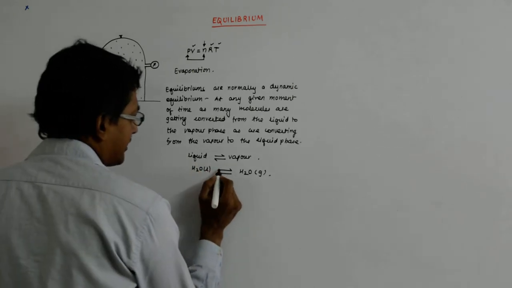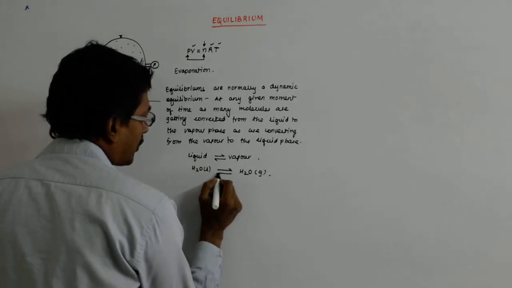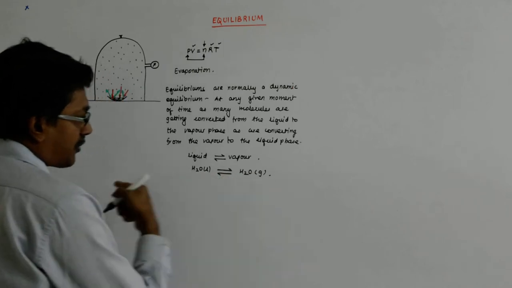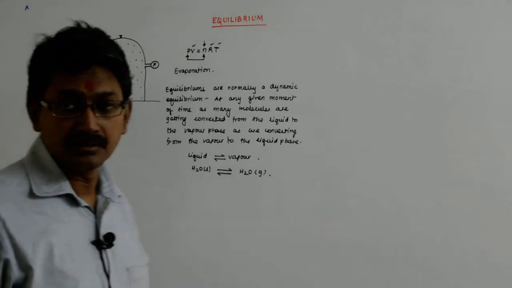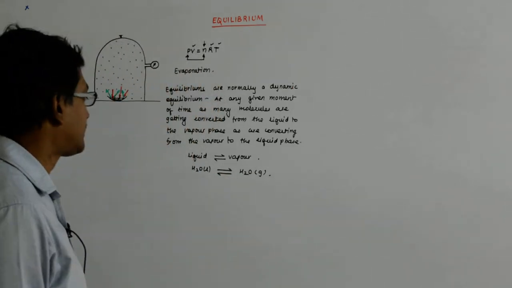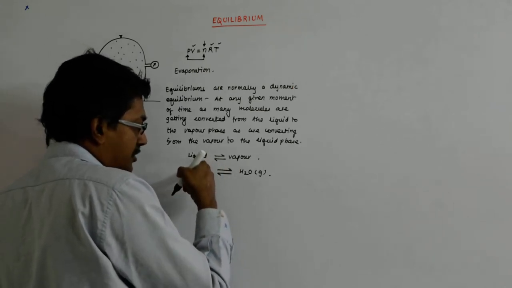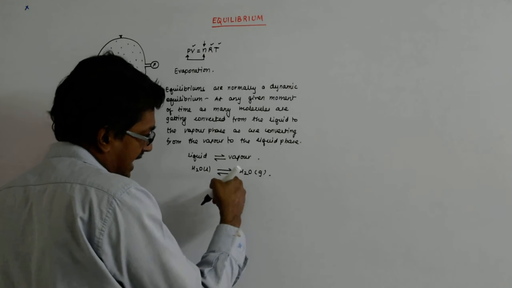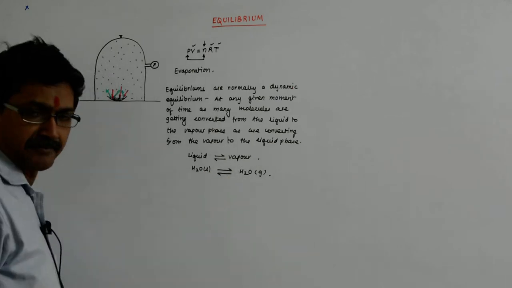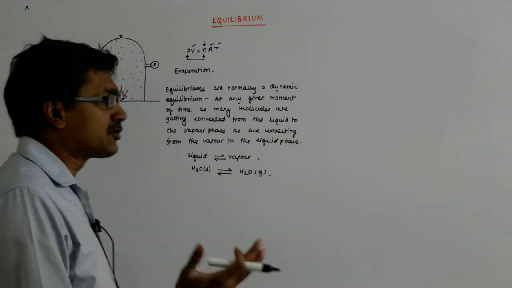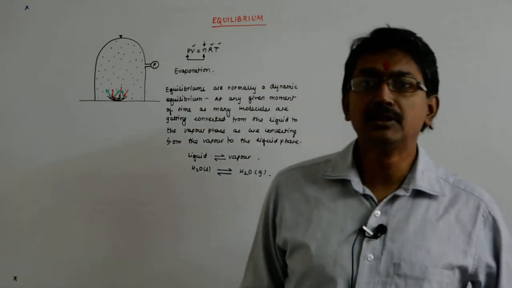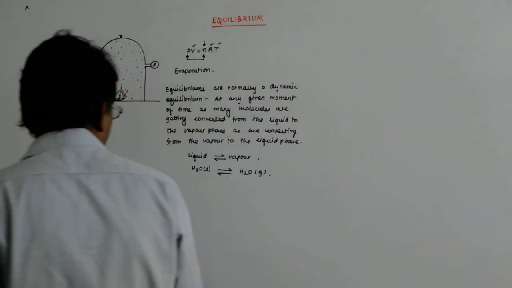Okay. These are half arrows and they point in both the directions, one forward, another backward, telling us that the conversion from liquid to gas and then from gas to liquid is the same. Fine. So that is one of the examples of dynamic equilibrium. Okay. Now let us try to understand.